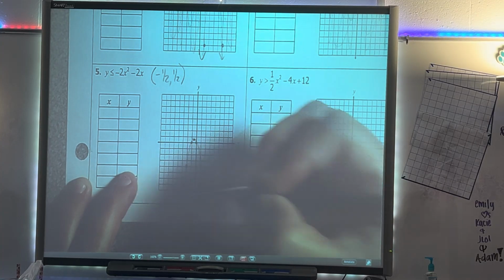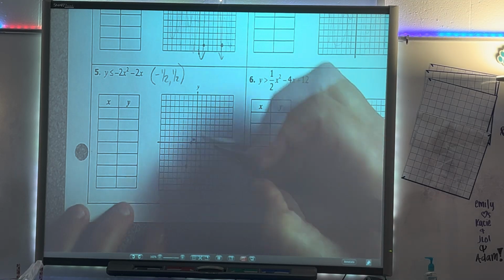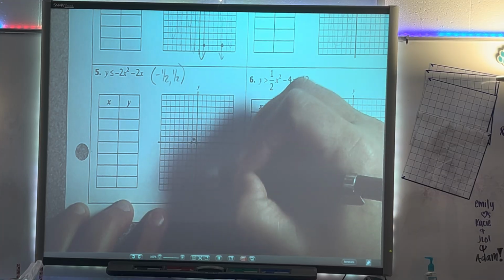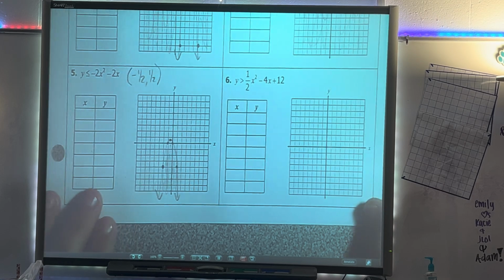Okay. Alright, and where is my shading gonna be? On the outside or on the inside? Be on the inside. Everybody okay there? Questions at all, or we're good? We're good? Okay, who has 6?